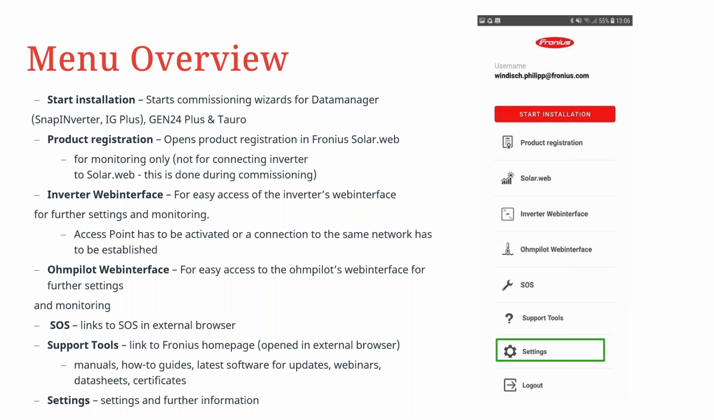The access point has to be activated, or a connection to the same network has to be established. You can also access the Ohm Pilot web interface. This allows for easy access to the Ohm Pilot web interface for further settings or adjustments that need to be made, as well as linking you to the SOS in external browsers, as well as our support tools. This is a link to Fronius's homepage, which opens in an external browser also.